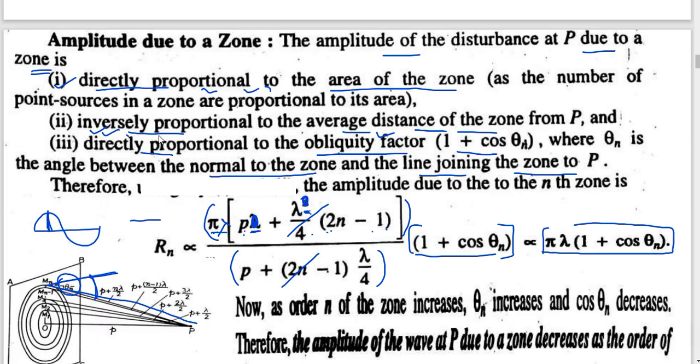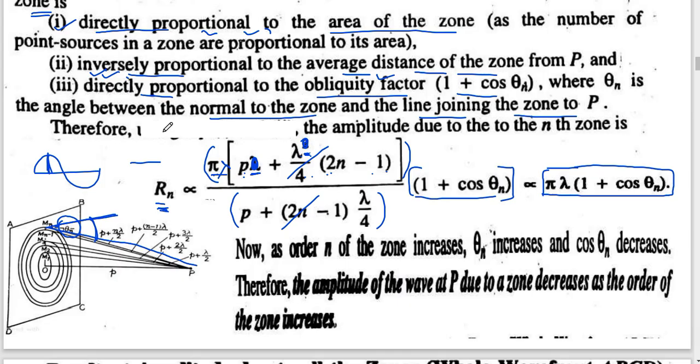This is the amplitude due to a zone. Now look at here.